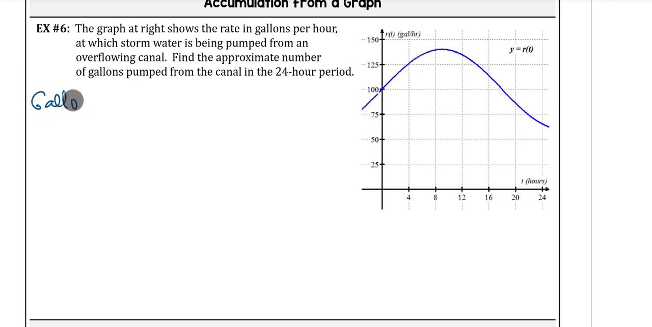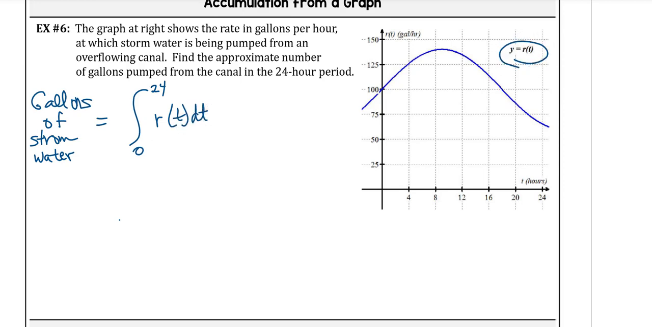Gallons of water, or storm water, is going to equal the integral from 0 to 24 of r of t dt, because it's telling me that y is r of t. So I am just going to do the same thing, and I'm going to use trapezoids here. This curve is perfect for trapezoids, and they all have a width of 4, the way the graph is divided. Thank you, graph. Now I'm going to have to estimate some points, but so be it.